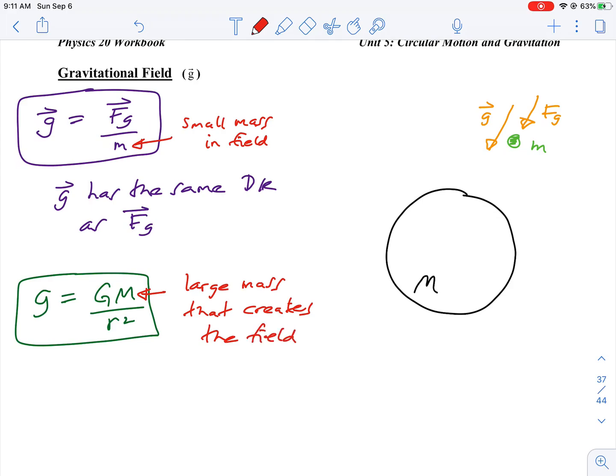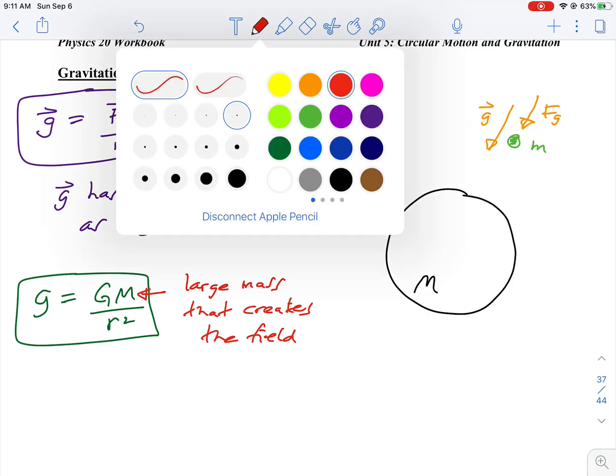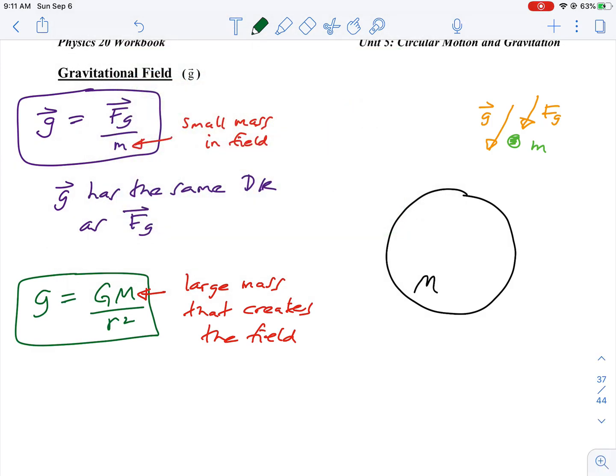So that's the large mass that actually creates the field. And we have a couple of interesting conclusions that come from this formula here. The first one is, notice that g is proportional to 1 over r squared. So as r increases, as you get further from the planet, g is going to decrease substantially. Okay, so gravity gets weaker the further you go away from the planet. And again, I think we're quite comfortable with that.